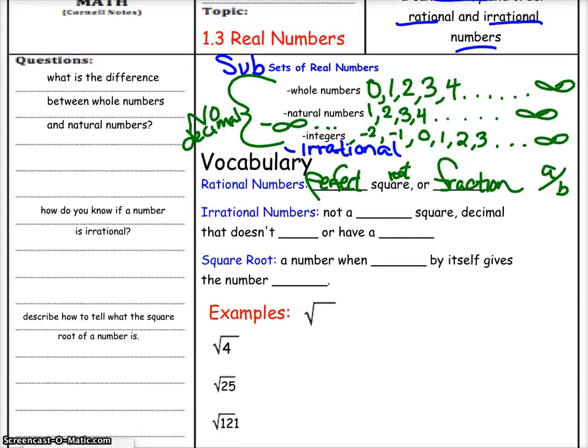So that's rational numbers. Irrational is very easy to recognize. There's only a few things. It's not a perfect square root. I forgot the root again. It's a decimal that doesn't repeat or have a pattern.